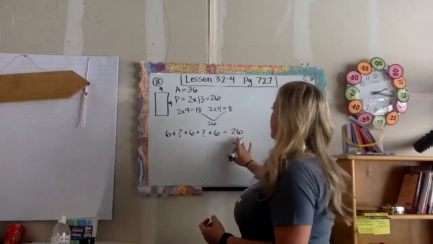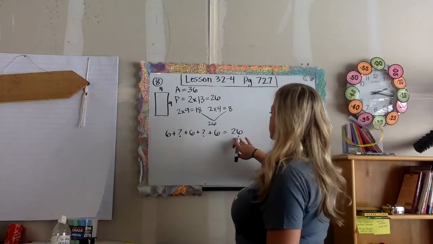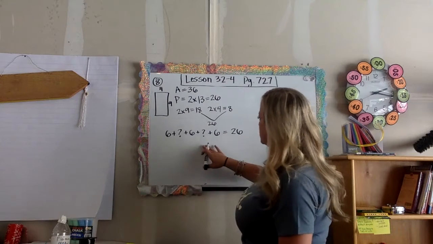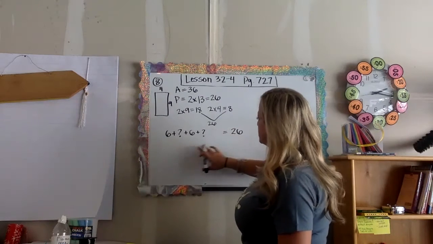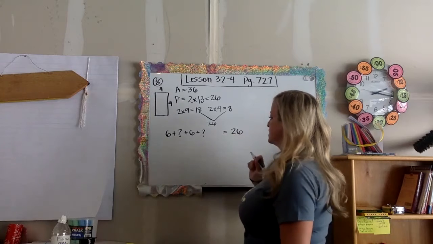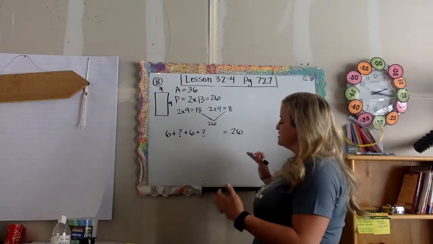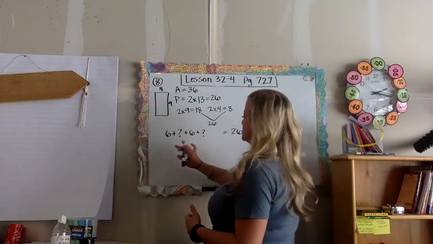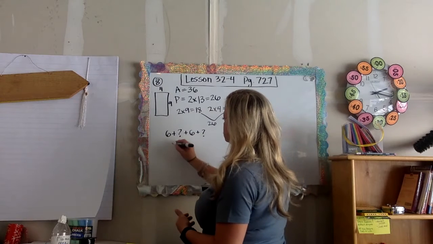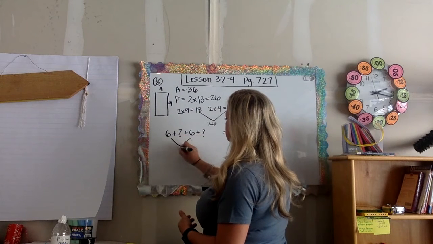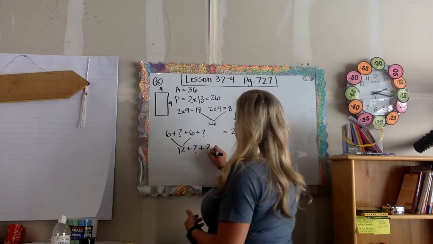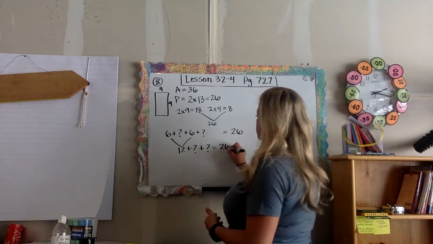Okay, so I found the perimeter of the old rug because I know the new one's going to have the same perimeter. Oh, you know what I did? I drew too many 6s because it only has 4 sides. 1, 2, 3, 4 equals 26. So what I can solve is 6 plus 6. So I know that I can break this down into 6 plus 6. 6 plus 6 is 12, plus question mark equals 26.